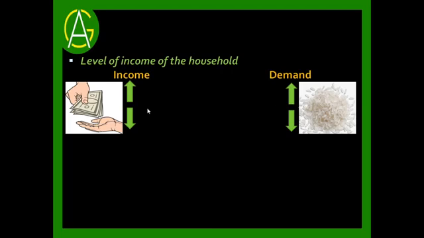Now two factors are moving in the same direction. It means that there is a positive relation between income and demand. But this happens for normal goods only. Income and demand have a positive relation for normal goods. In case of inferior goods, meaning the low quality goods, the goods with lower quality.